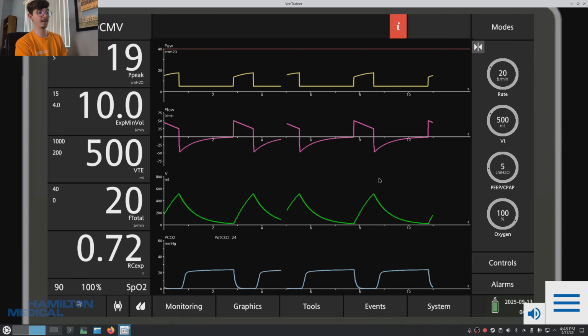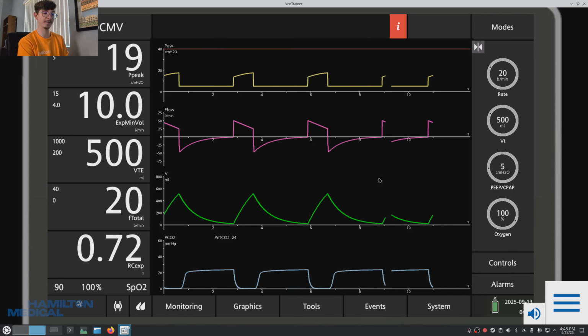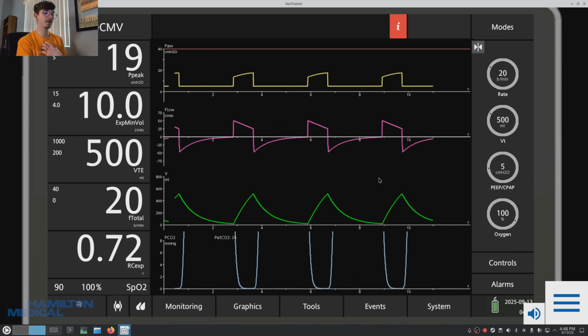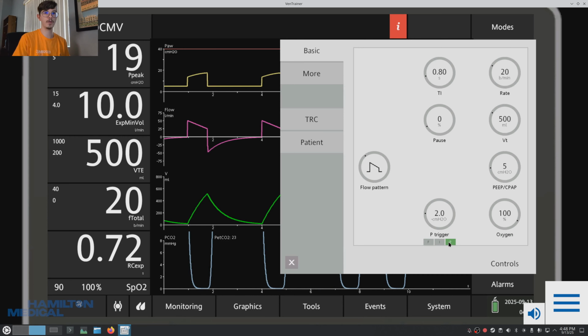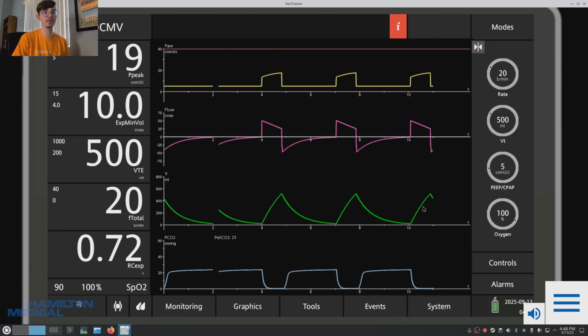So how do you fix it? Well, if it's condensation, get rid of it. If it's a leak, fix it. If it's a cardiac trigger or too high sensitivity, I would switch from a flow trigger to a pressure trigger, right? I would go over here, switch to a pressure trigger of like 2, and see if it goes away.